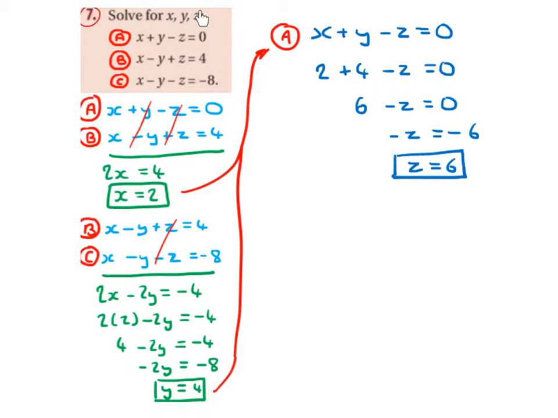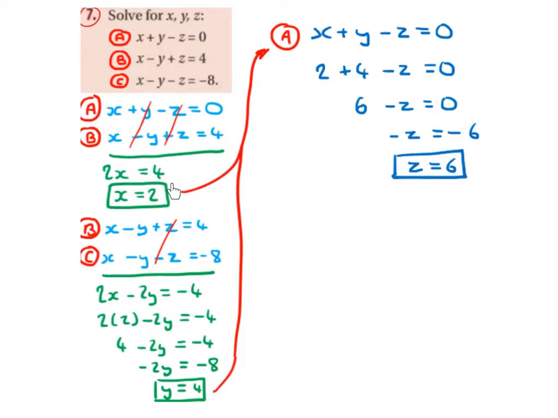Solve for x, y, and z. x plus y minus z equals 0. x minus y plus z equals 4. x minus y minus z equals minus 8. So we've got equation A and equation B. I'm going to start off with, and straight away my y's will cancel and my z's will cancel. So x plus x is 2x, 0 plus 4 is 4, 4 divided by 2 is 2, so x is equal to 2.